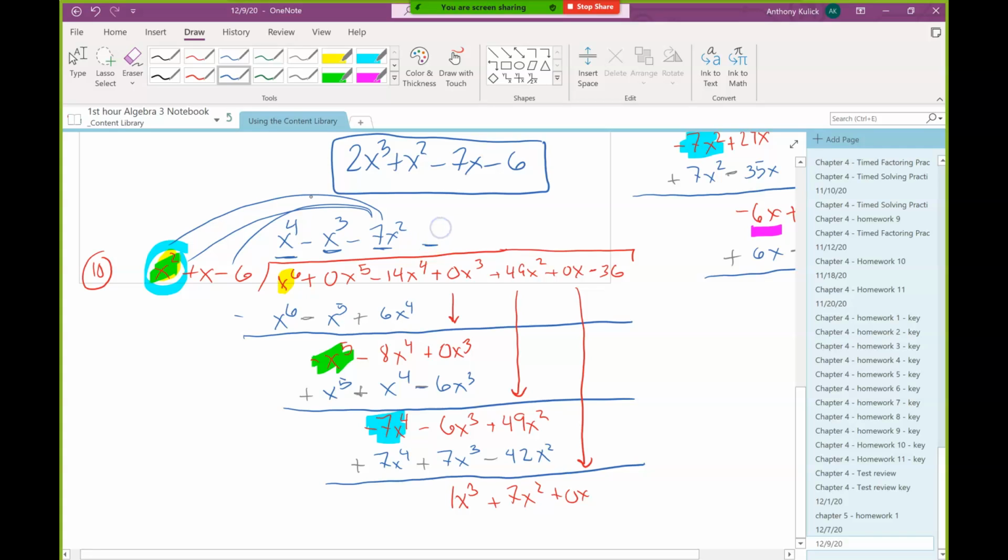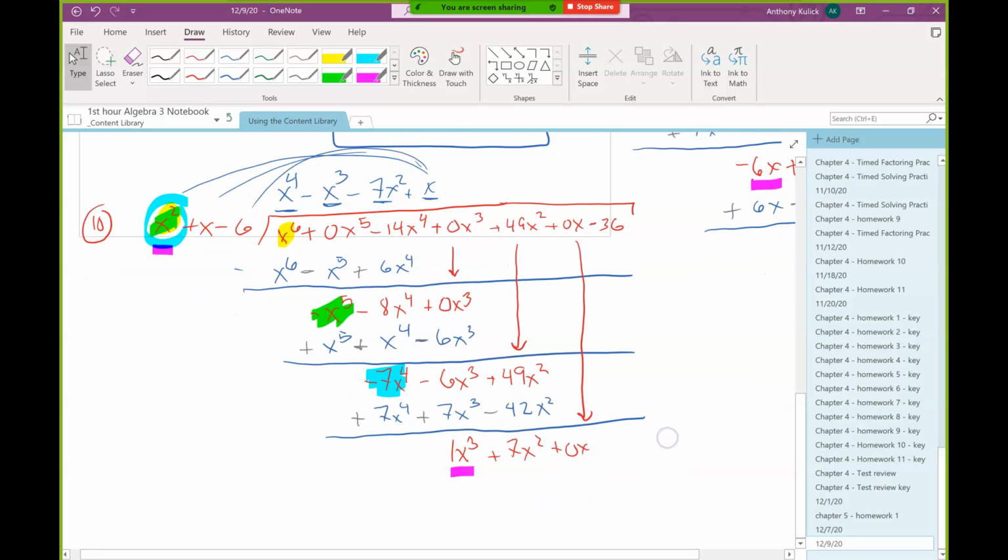And we'll go back to the top. We'll ask ourselves, how many times does x squared go into 1x cubed? Well, that should be easy to see that it's just going to be x times, because x times x squared is x cubed. And then we distribute the divisor. So it gives me x cubed plus x squared minus 6x. And subtract down.